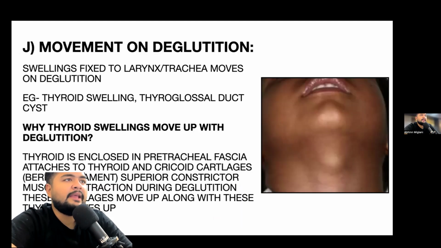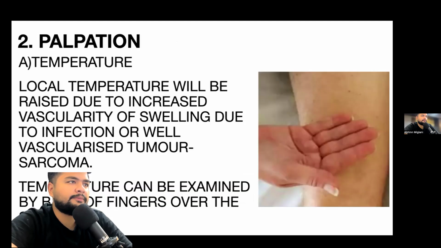Then we'll be seeing the movement on deglutition. The swellings fixed to the larynx or trachea move on deglutition, for example, thyroid swellings and a thyroglossal duct cyst. So why do thyroid swellings move up with deglutition? The thyroid is enclosed in the pretracheal fascia, attached to the thyroid and cricoid cartilages via Berry's ligaments, and due to superior constrictor muscle contraction during deglutition, these cartilages move up, and along with them the thyroid moves up.